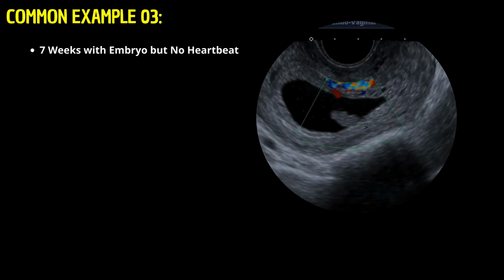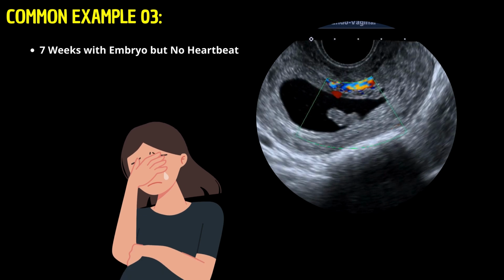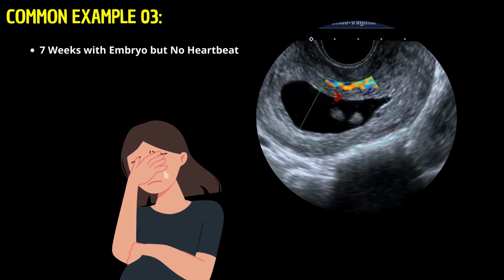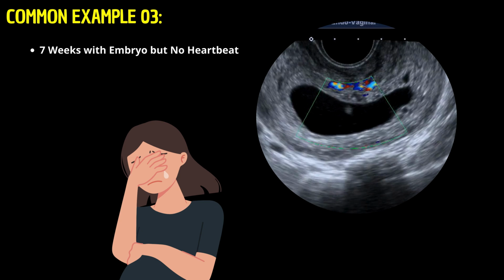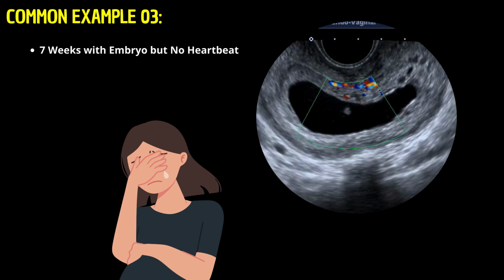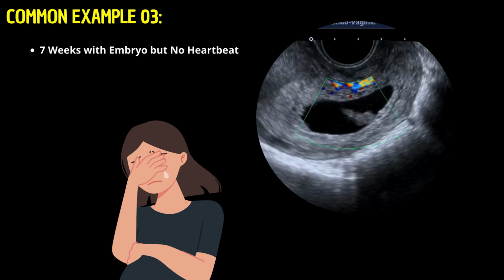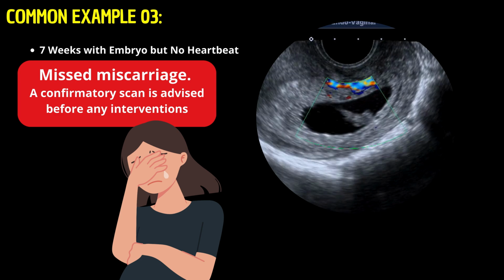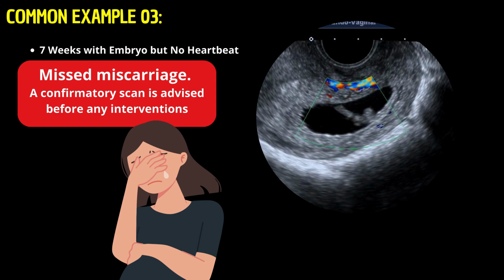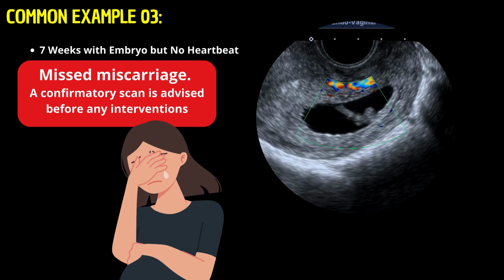Third common example. 7 weeks with embryo but no heartbeat. For a 7-week ultrasound showing an embryo with a CRL of 8 millimeters and no heartbeat, this strongly suggests a missed miscarriage. A confirmatory scan is advised before any interventions.